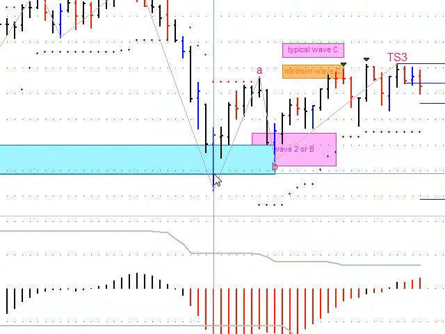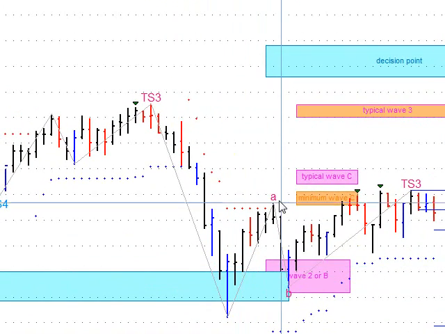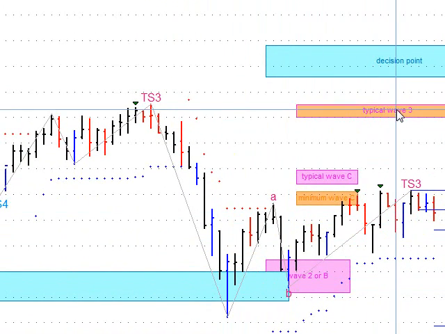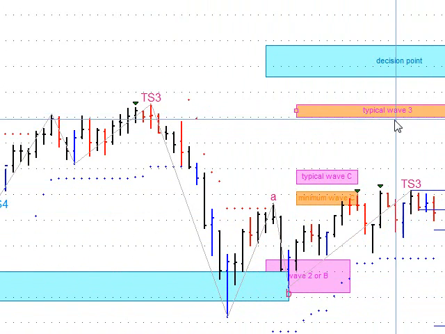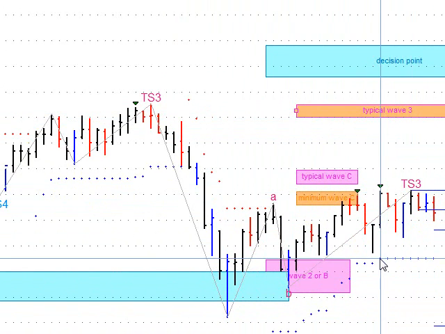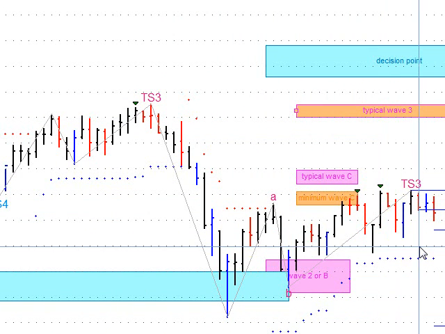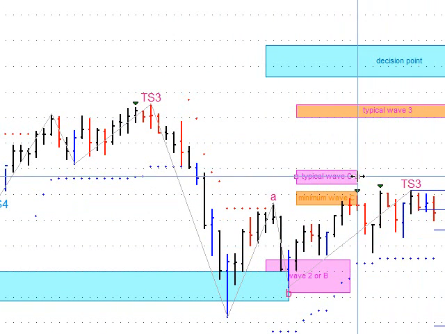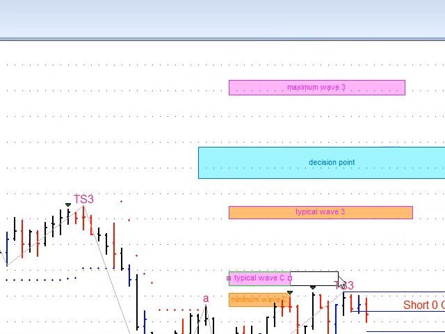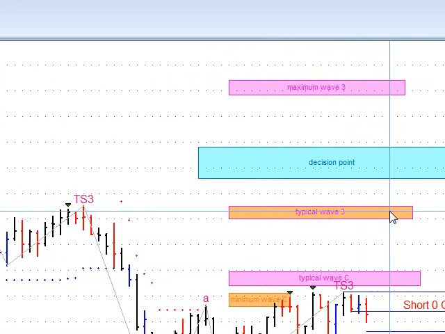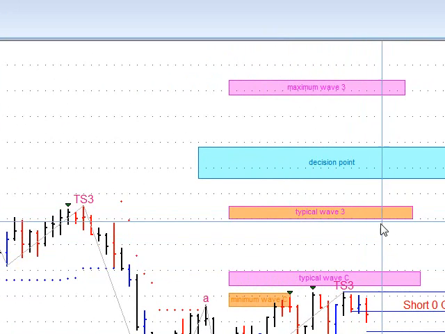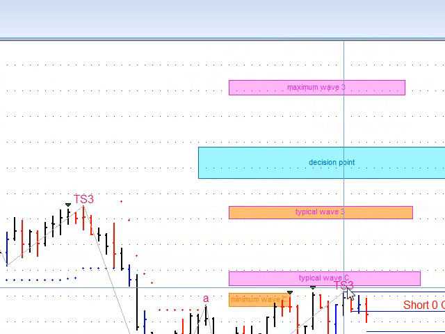But we did have this major support here. We had the B pattern, and because we had major support here, we could end up seeing wave 3. Don't know which way this is going to go yet. We'd have to get a close outside of this typical wave C resistance area. So if we get a close up in here, chances are they'll go this wave 3 up eventually. But right now the short signal is still in play.